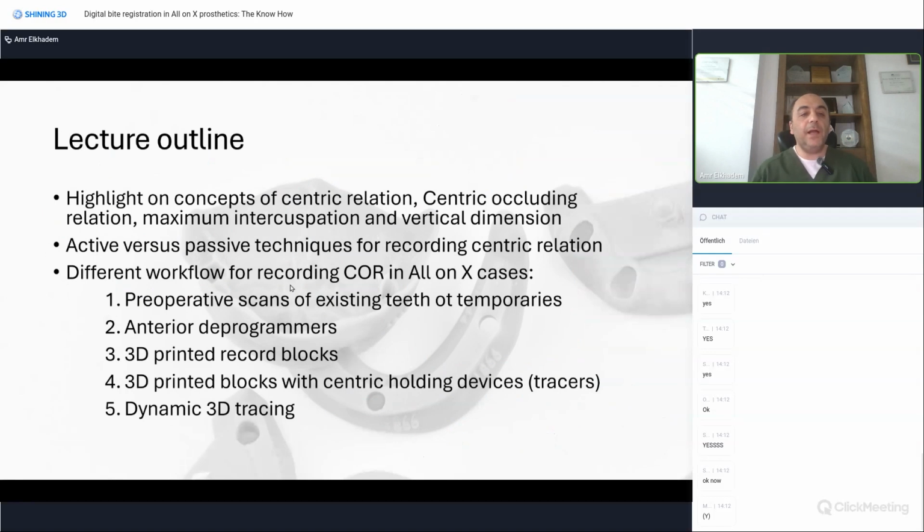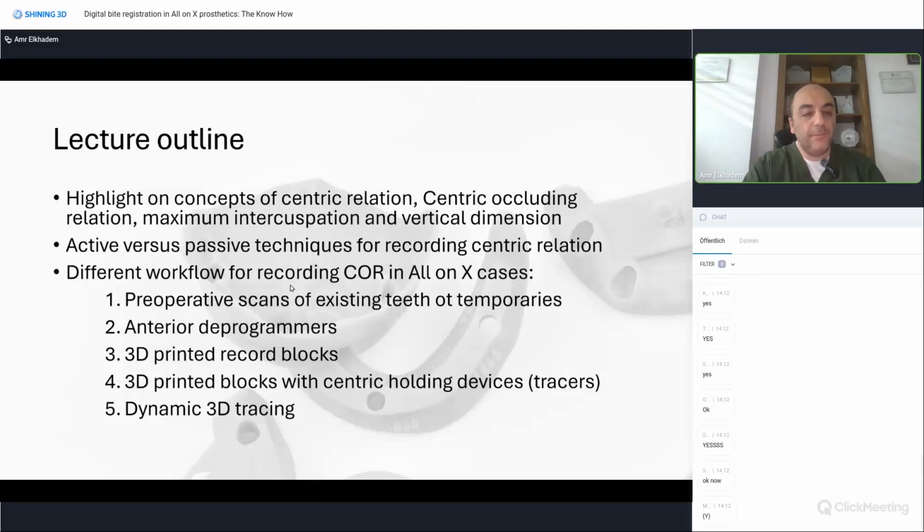So my talk today, I'll be talking first about the concepts of the jaw relation records, because this is very important. I know a lot of the people attending the seminar today do not like doing dentures. But believe me, the main concepts behind jaw relation records for all-on-X are the same as doing a complete denture. So I have to go with a glance on the concepts of centric relation, centric occluding relation, maximum intercuspal position, and the vertical dimension. I'll go like 10 minutes talking about this.